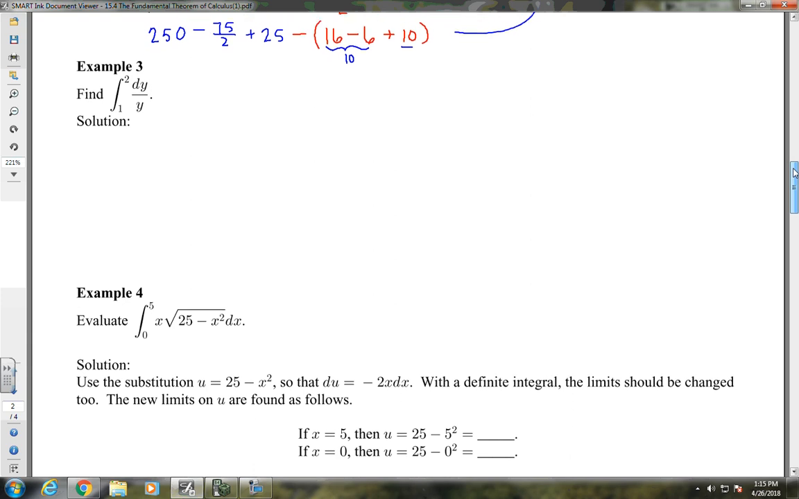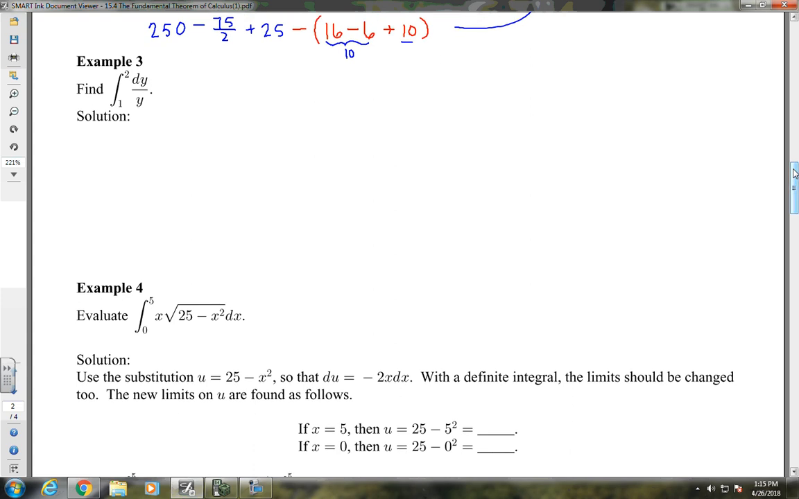On example 3, we're finding the integral from 1 to 2 of dy over y. Now, don't let that notation confuse you. This is the same thing as the integral from 1 to 2 of 1 over y dy. Now, hopefully you recognize the antiderivative of 1 over y is natural log of the absolute value of y. That part is the same, just finding the antiderivative. And then I'm going to run this from 1 to 2.